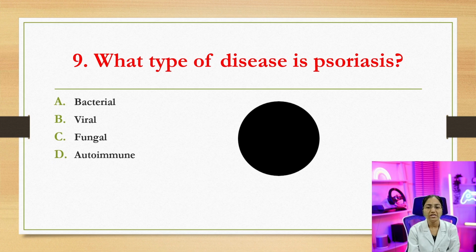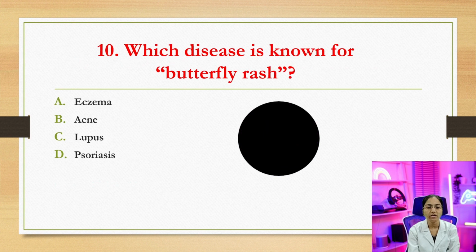What type of disease is psoriasis? Here these are the answers. Options. Right option is autoimmune. It's an autoimmune disease. We'll move to the next one.